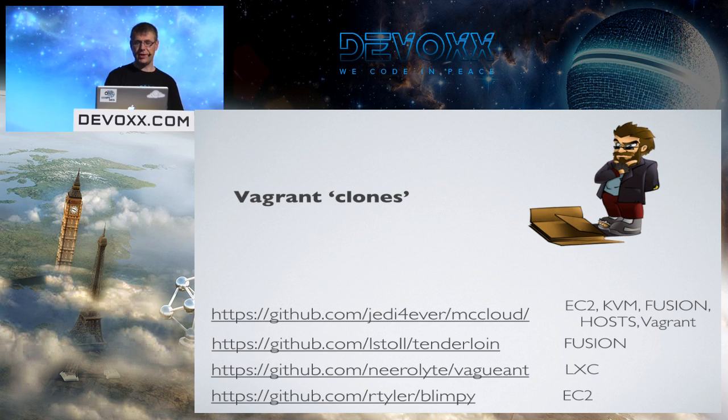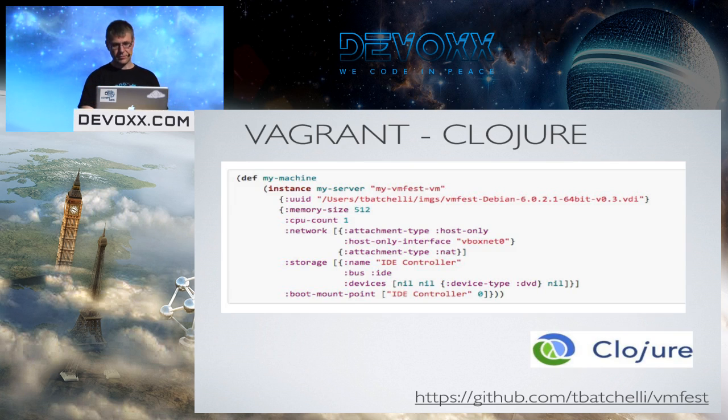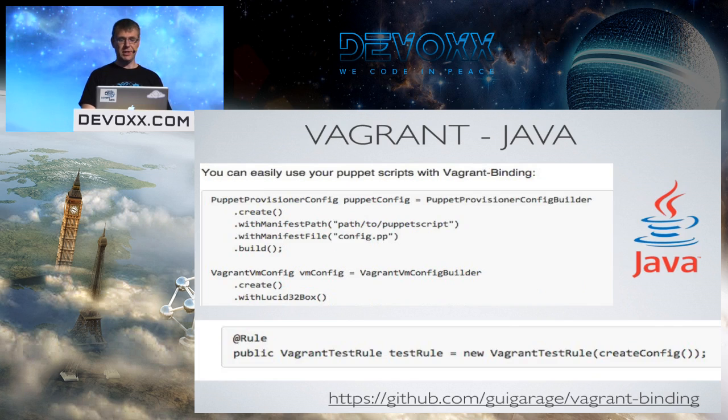And then there's a bunch of clones. If you're not running VirtualBox or you don't want to run it, there's one for Fusion, LXC, EC2, KVM, so you can pick your own. They're not as rich as Vagrant itself, but it gets you into the same workflow, like apply the code, run the code on that system. There's also a binding, if you're into Clojure, that you can control VirtualBox and Vagrant from there. So it might be a nice thing.